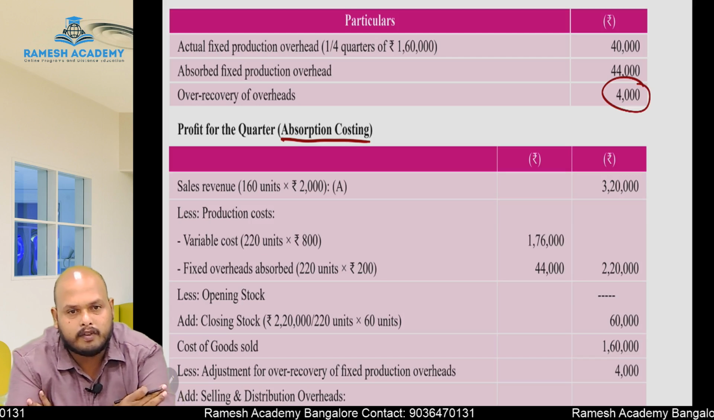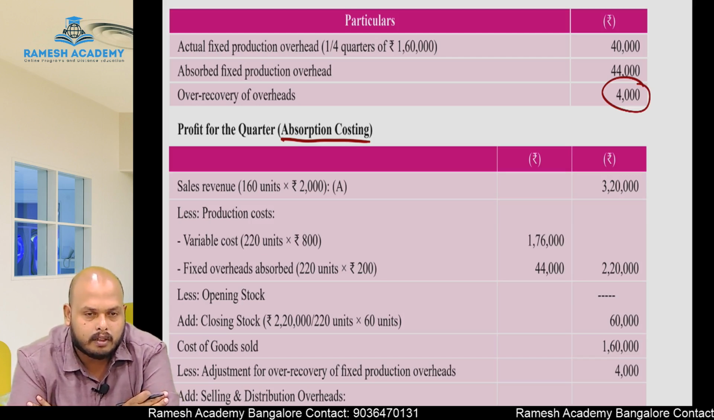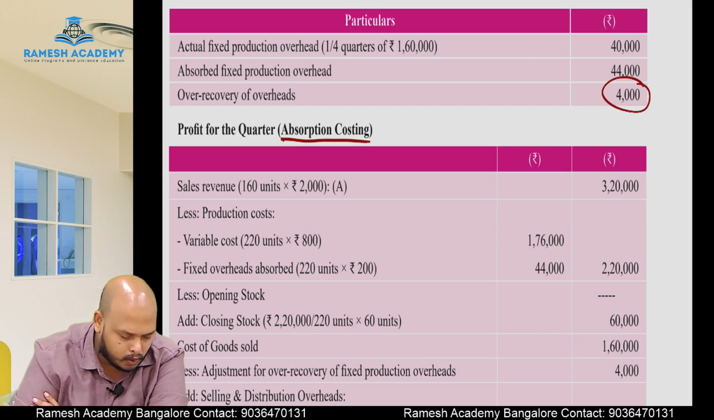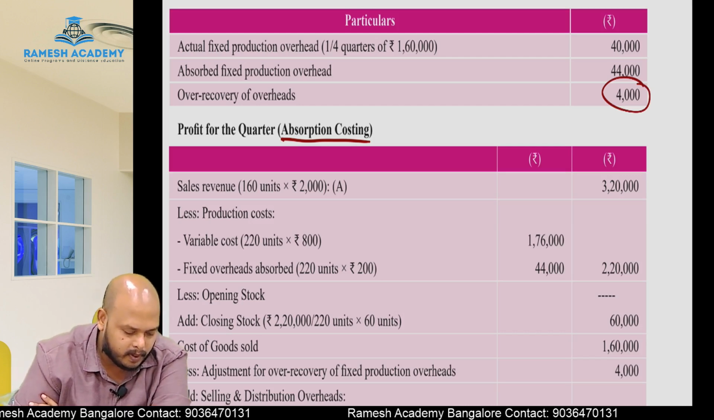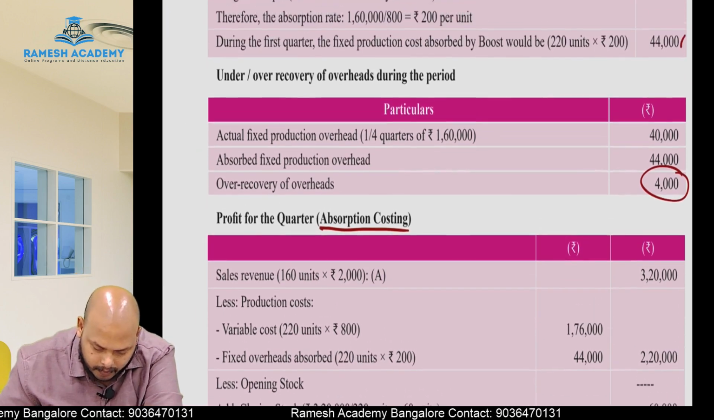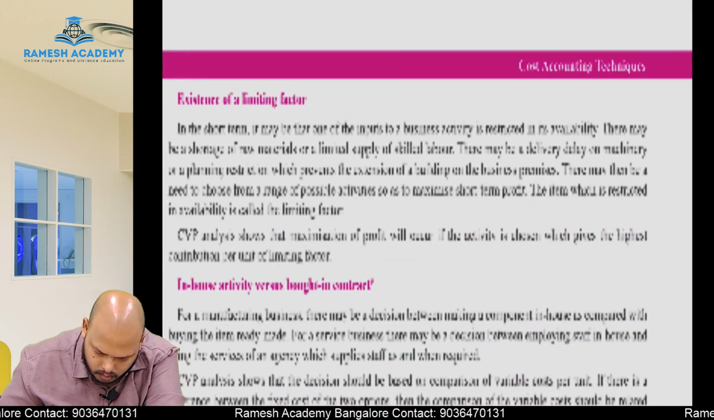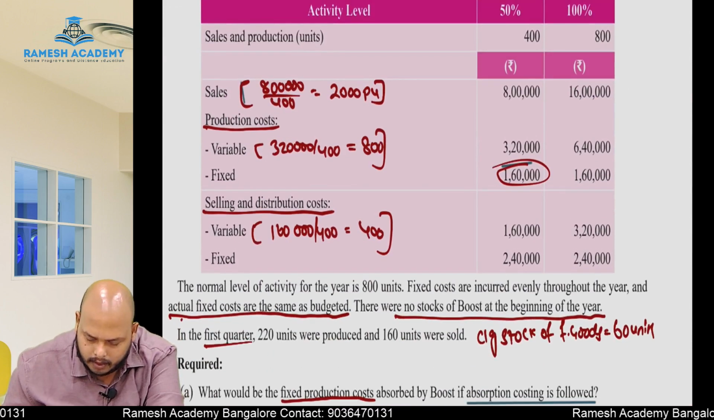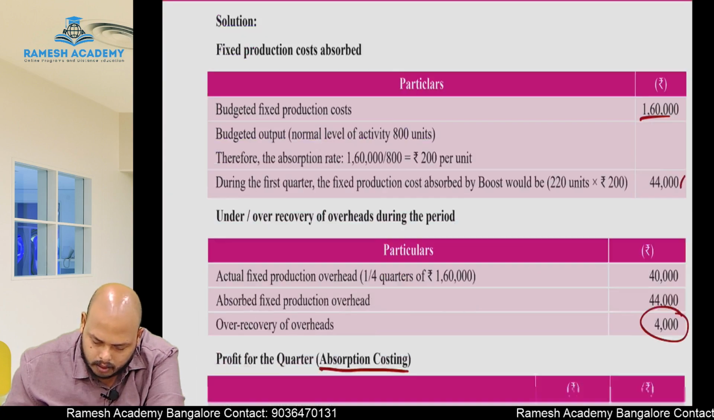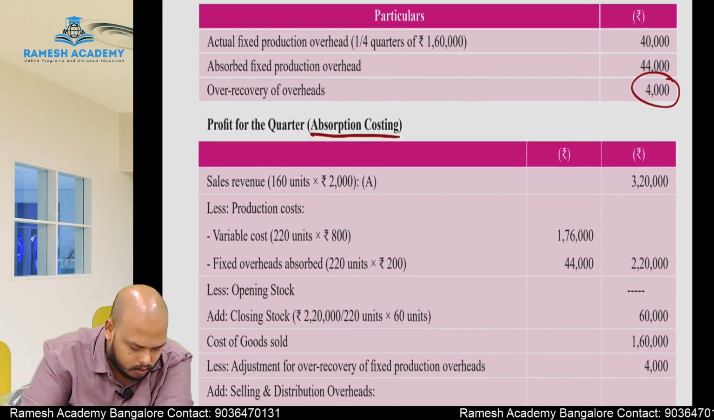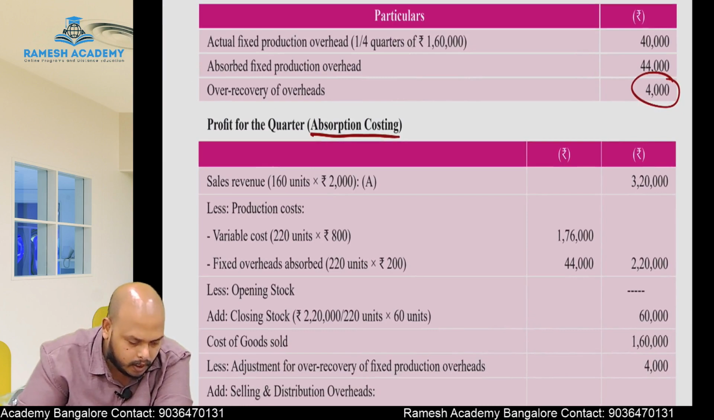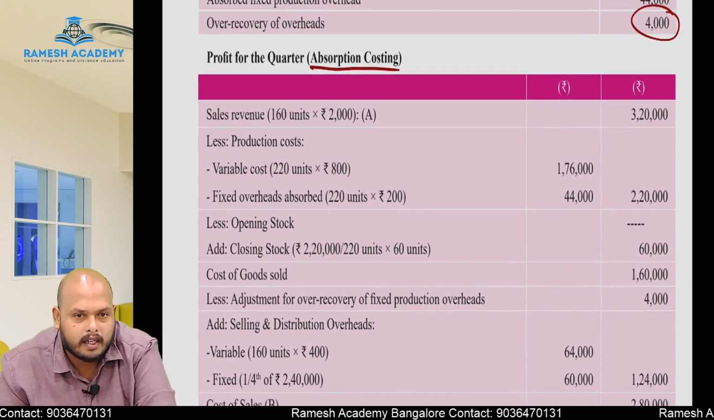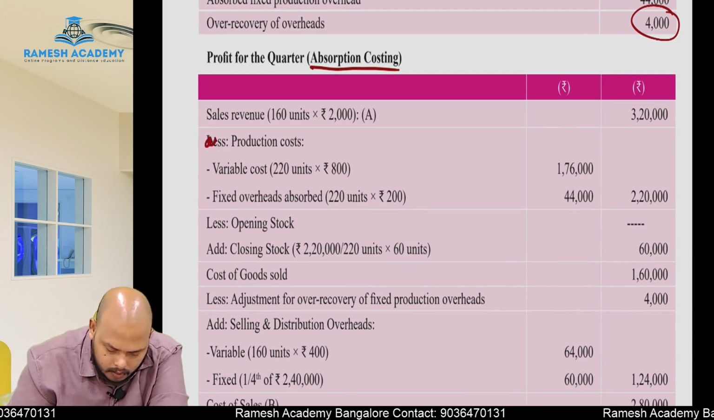Next, profit for the quarter by using the absorption costing method. First, the sales revenue. He sold 160 units, and the selling price per unit we calculated is 2,000. So 160 into 2,000 is 3,20,000. That is the sales.